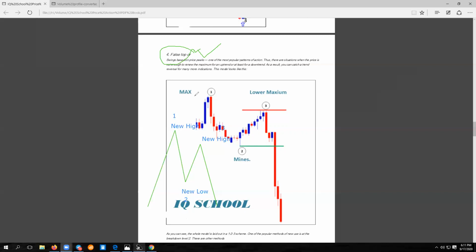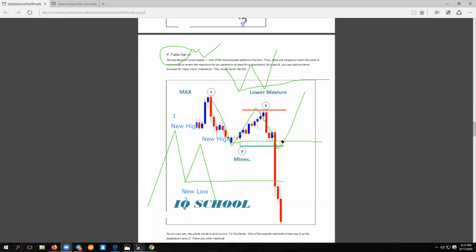Yes, sir. It broke the neckline. It was formed as a double top pattern which broke the neckline. But it's not a double top pattern. Double top pattern is like this. And you saw that. Look, it's a double here. Okay, yes, sir. It looks like a double top, but it's not a double top.